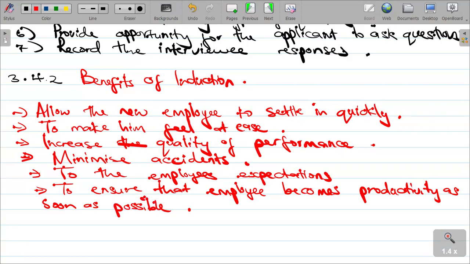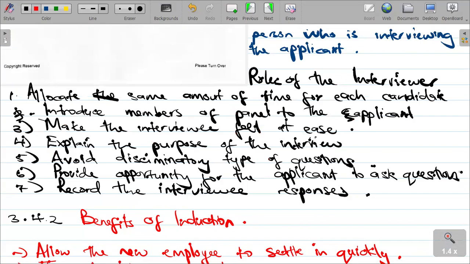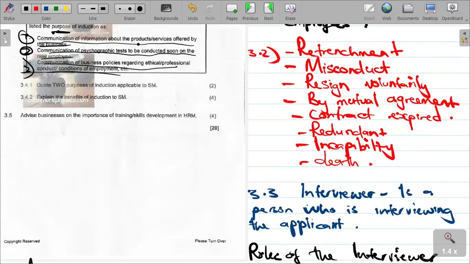Right. These are the benefits of induction. Right, let's go to 4.5.